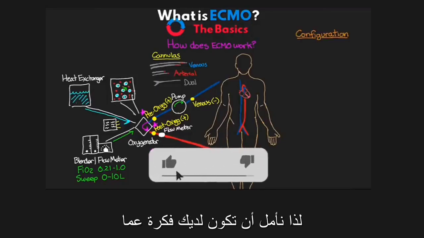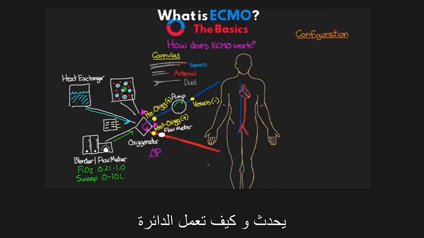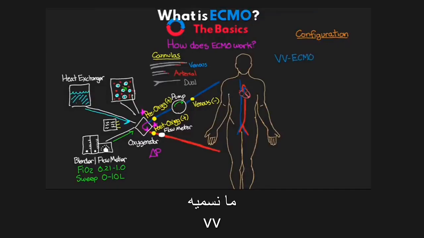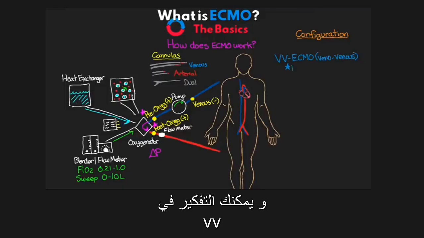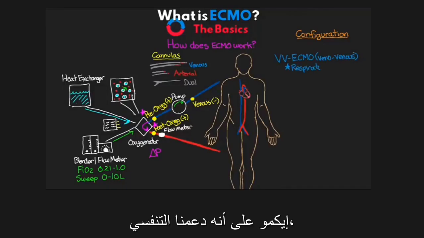So hopefully you kind of have an idea of what's happening and how this circuit is working, because now I want to talk about the different configurations that we have set up for ECMO. And basically our configuration is going to be based on the type of support that's needed for our patient. The first thing I'm going to talk about is what we call VV ECMO, and this stands for veno-venous. And you can think of VV ECMO as being our respiratory support.